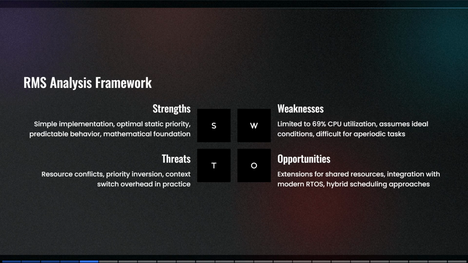Imagine two tasks. Task A runs every 10 milliseconds and task B runs every 20 milliseconds. According to RMS, task A will get high priority since it has a short period. Whenever both tasks are ready, task A will preempt task B.